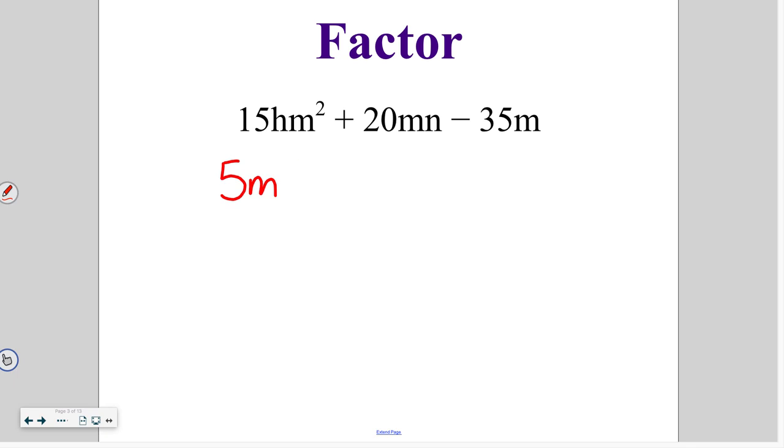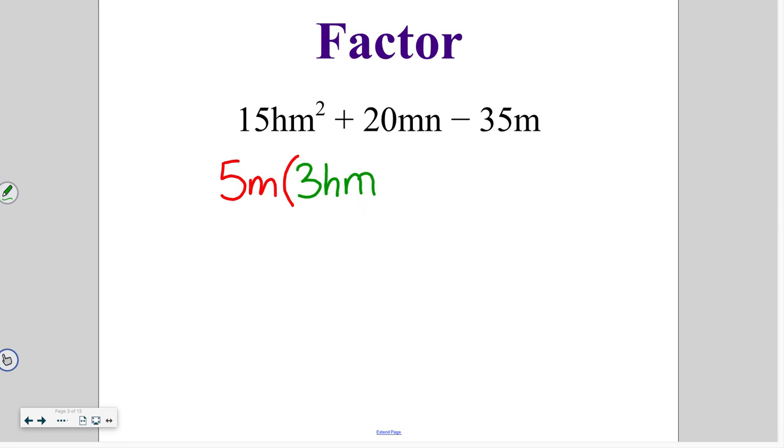Then what I need to do is undo the distributive property. So our 5m is what we have pulled to the outside, and now I need to look at each term separately. I'm going to take this first term and say 15 divided by 5, which gives me an answer of 3. Then I'm going to look at my variables. I took an m outside the parentheses, which means I'm going to have one m left in here instead of 2, and an h. So left over from that first term, I have 3, h, and m.